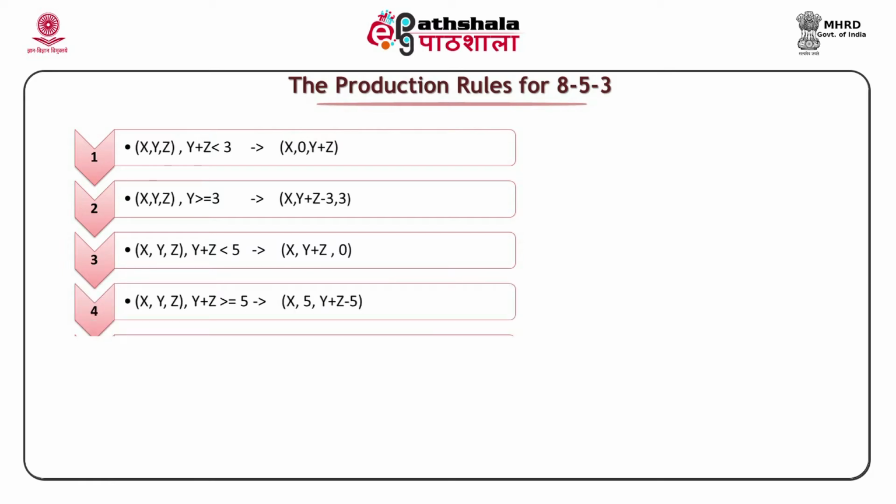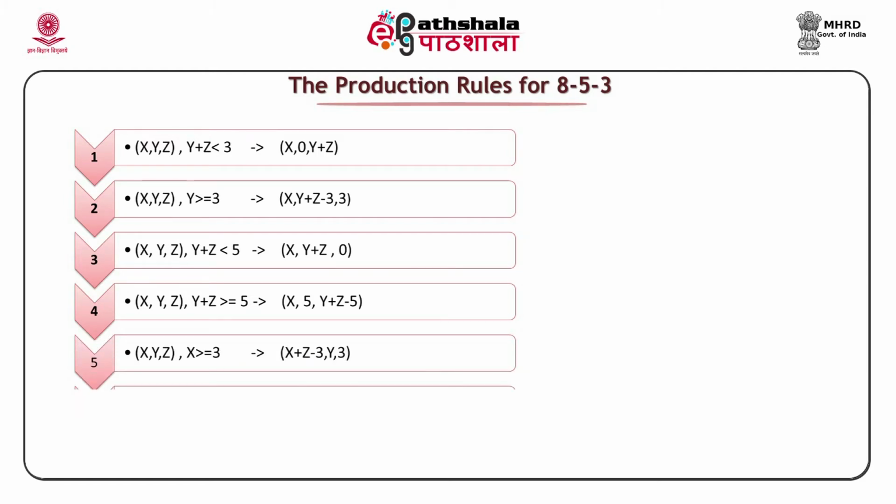So the next rule says x, y, z, y plus z greater than or equal to 5, you have x 5, though this is completely full, and whatever is remaining is here. Okay. Now we are talking about the third case, the 8 gallon jug and 3 gallon jug. So if x is greater than or equal to 3, here we have more milk, you can fill this, and whatever is remaining you can keep here. So that is the next one.